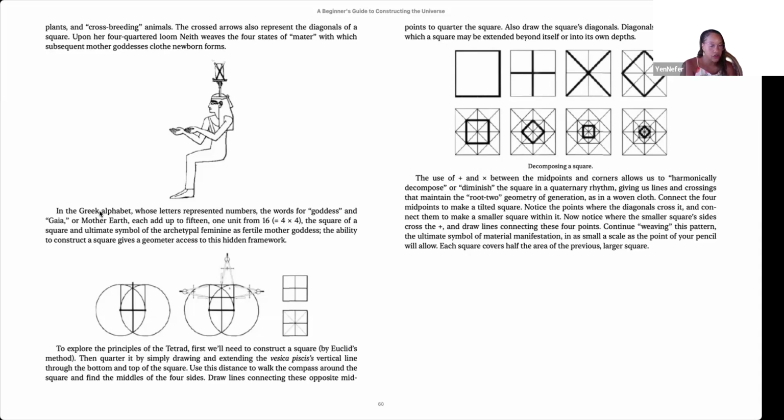To explore the principles of the tetrad, first we'll need to construct a square by Euclid's method, then quarter it by simply drawing and extending the Vesica Pisces vertical line through the bottom and the top of the square. Use this distance to walk the compass around the square and find the middles of the four sides. Draw lines connecting these opposite midpoints to quarter the square. Also draw the square's diagonals. Diagonals are the means by which a square may be extended upon itself or into its own depths.